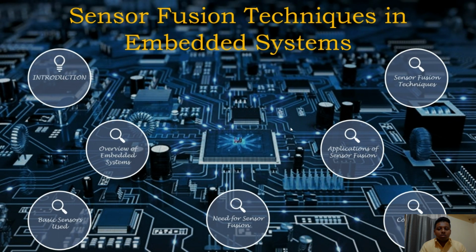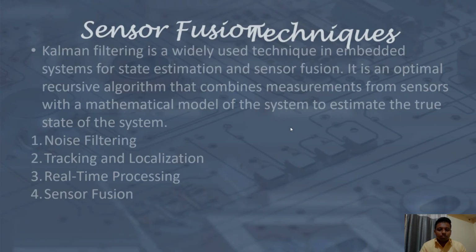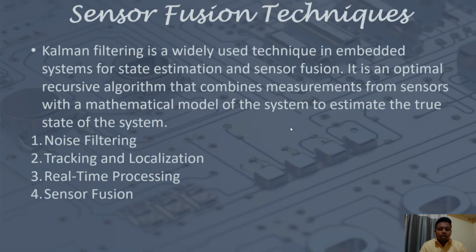Now, let's get into the sensor fusion techniques. This is one type of technique we use for sensor fusion. Kalman filtering. This is a widely used technique in embedded systems. For state estimation in embedded system sensor fusion, it is an optimal recursive algorithm that combines measurements of sensors with a mathematical model of the system to estimate the true state of the system.